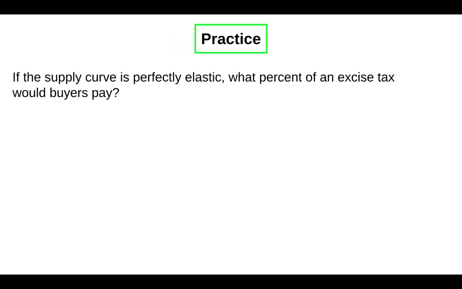If the supply curve is perfectly elastic, what percent of an excise tax would buyers pay? Go ahead and pause the video and answer the question. So, the correct answer here is 100%. Why? Because if sellers are perfectly elastic, that means they will only sell at one price, and if the tax changes that price, they sell none, which means the buyers pay all of the tax. They're paying 100% of the tax.